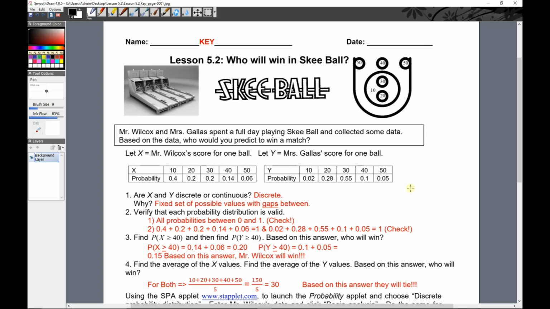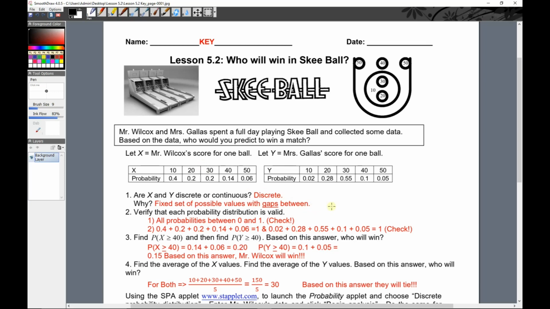So let's do a little bit of a deep dive here. The notes are already written to spare you having to sit through me writing them, so you're going to need to do some pausing if you are writing along. Are X and Y, those two random variables, discrete or continuous? They are discrete. You don't need a watch to measure this. It's just a counting kind of thing. There's a fixed set of possible values with gaps in between: 10 to 20, 20 to 30, 30 to 40. You cannot score a 25. If you ask the probability of scoring a 25, it's 0 because the machine isn't set up for that.